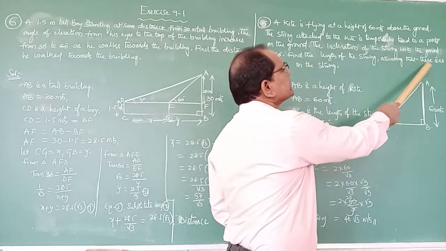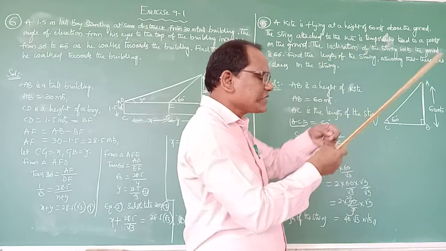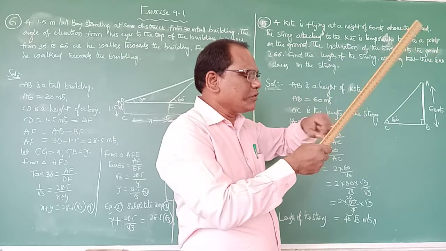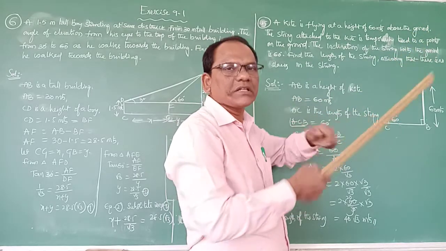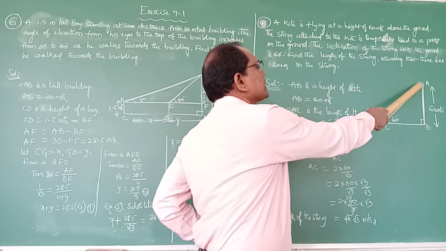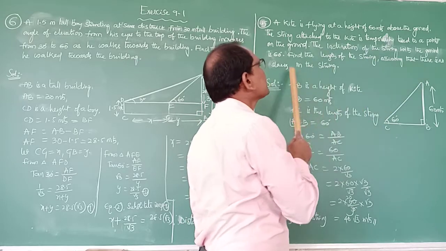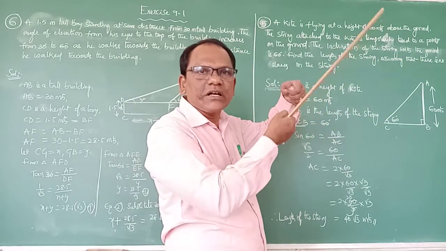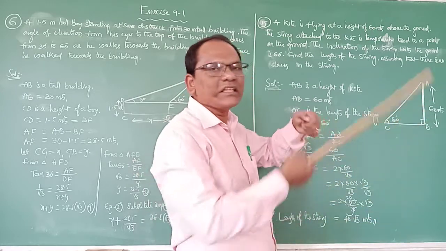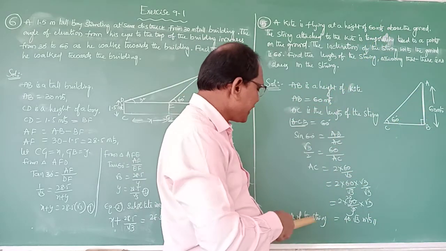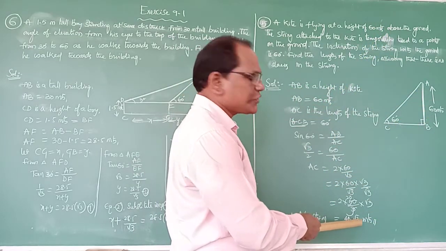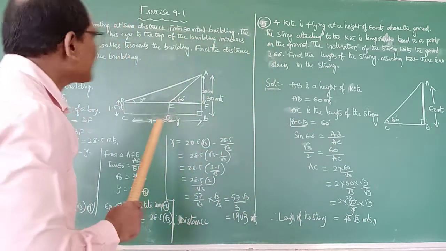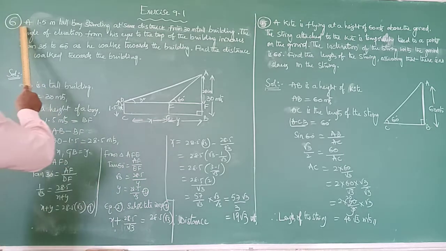Assuming that there is no slack in the string means the string is in a very tight position. There is no slope in it, it is a very straight edge. The string is in the tight position. Therefore, the length of the string is 40 root 3 meters. This is the fifth problem. Now we come to the sixth problem.